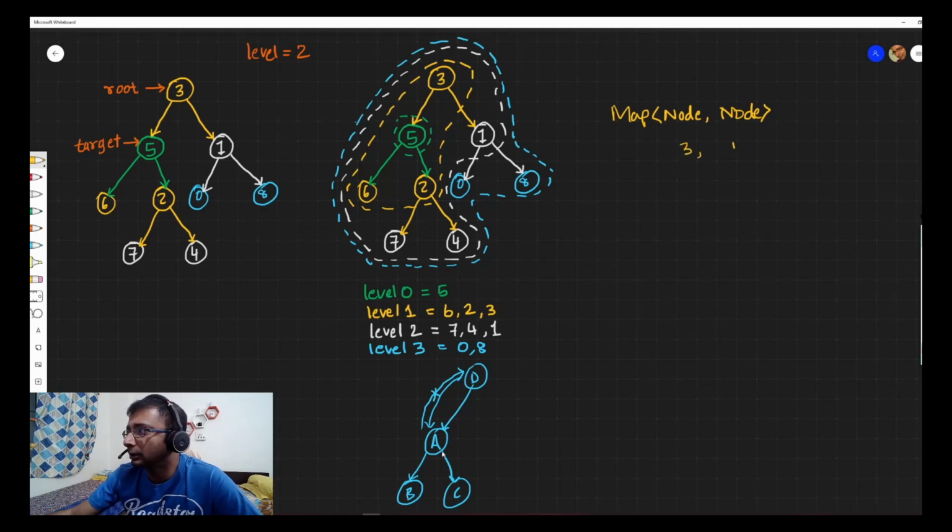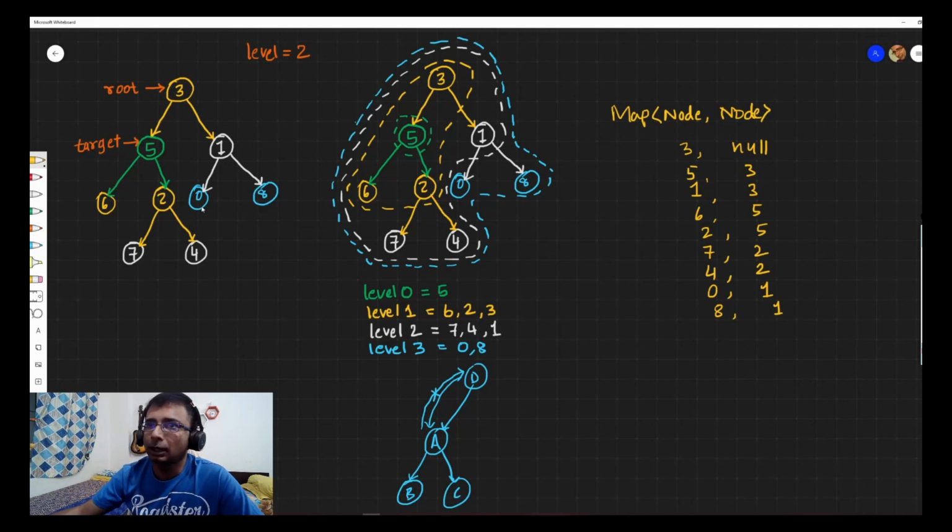So if the node is 3, the parent is null, right? Because 3 is the root node, it doesn't have any parent. If it is 5, the parent is 3. If it is 1, the parent is 3. If it is 6, the parent is 5. If it is 2, the parent is 5. If it is 7, the parent is 2. If it is 4, the parent is 2. If it is 0, the parent is 1. And if it is 8, the parent is again 1. So basically it has established a relation wherein I can check the parent of any node.